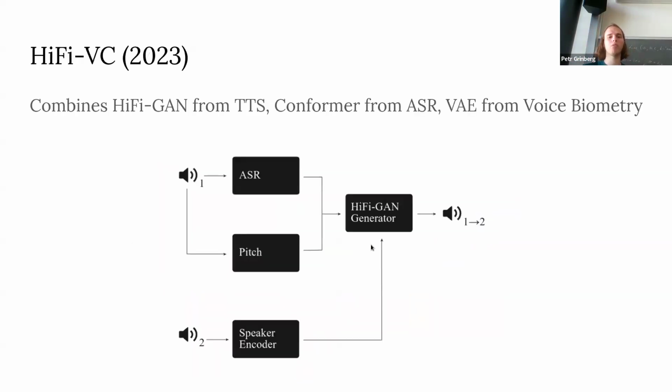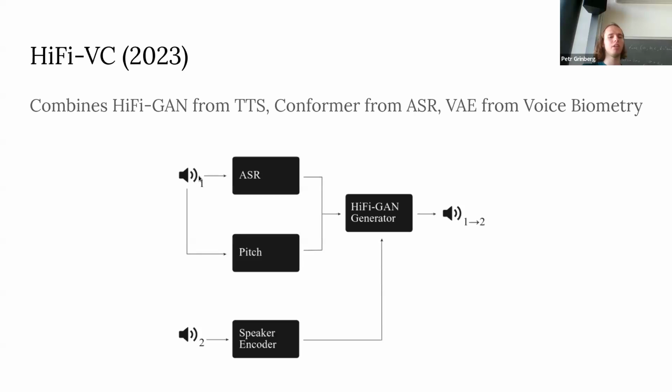And one example based on HiFi-GAN that we discussed in previous slides is called HiFi-VC, HiFi voice conversion. It combines HiFi-GAN, Conformer from ASR, which we discussed, and a thing called variational autoencoder from voice biometry. Instead of VAE here, it can be some other voice biometry model. We won't discuss it today, I guess, but it can be actually anything.